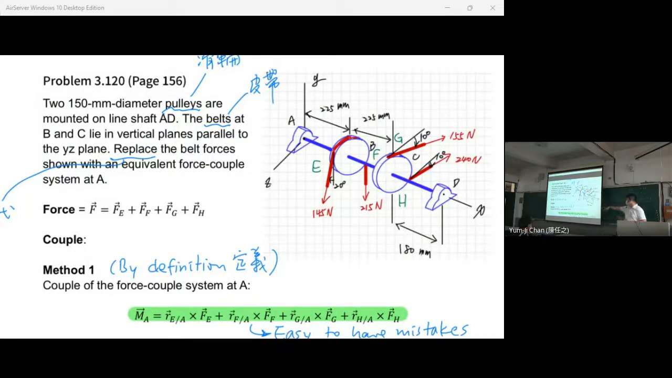I'll come back to the graph below. Okay, but E and F are on pulley B and G and H are on pulley C. Okay. Any problems up to now? If you're okay, then I'll go on.